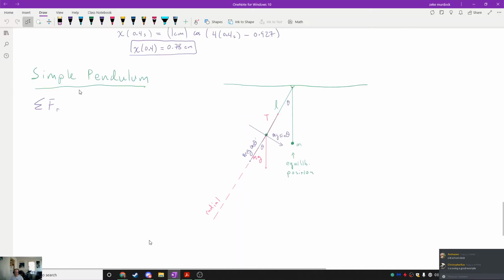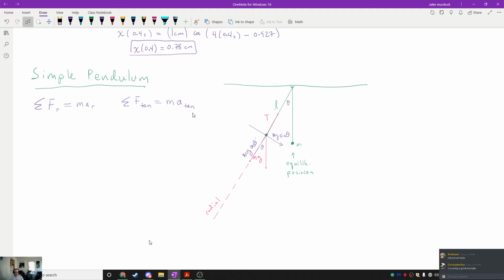Okay. If I sum the forces in the radial direction on this object, they should be equal to the mass of the object times its radial acceleration. And if I sum the forces acting on the object in the tangential direction, that's this way, tangent to the path, then they should be equal to the mass of my object times the acceleration in the tangential direction.